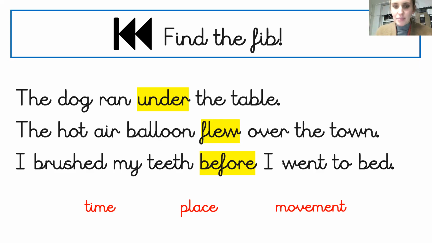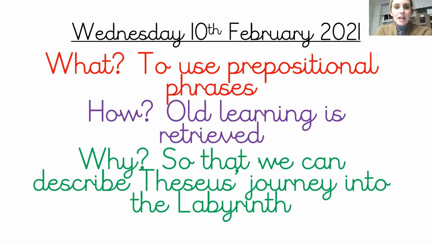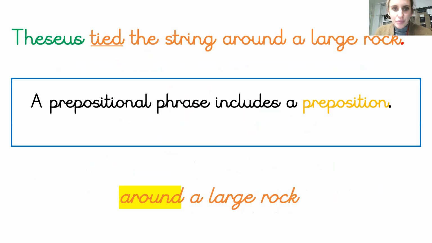Well done, Year 3. Now, today, we are going to be learning to use prepositional phrases. Our old learning is retrieved. We have learnt and used prepositional phrases before. Why? So that we can describe Theseus's journey into the labyrinth. So let's remind ourselves what a prepositional phrase is. Here you can see a simple sentence: Theseus tied the string around a large rock.